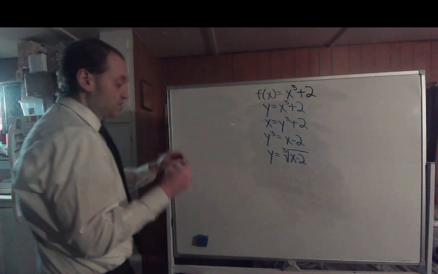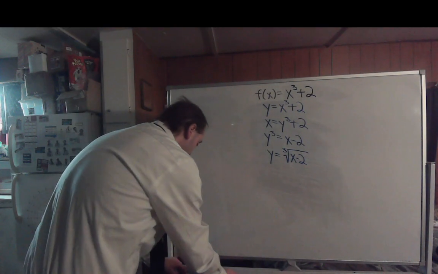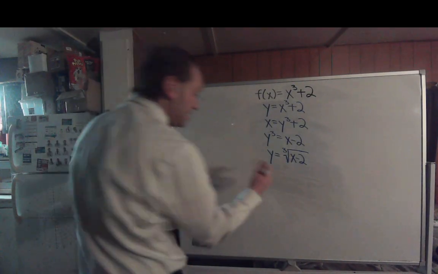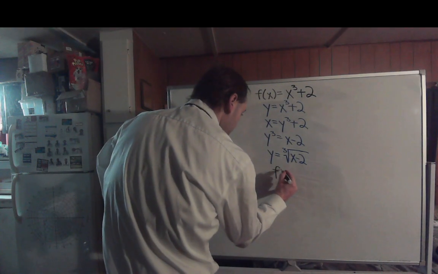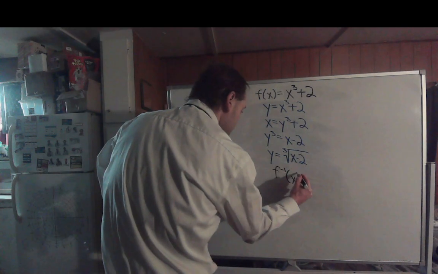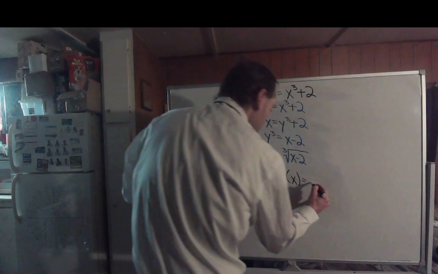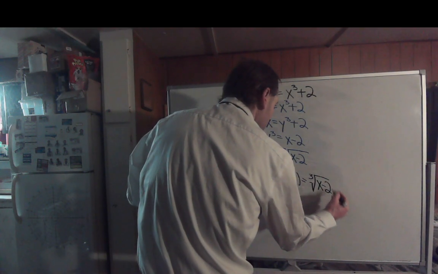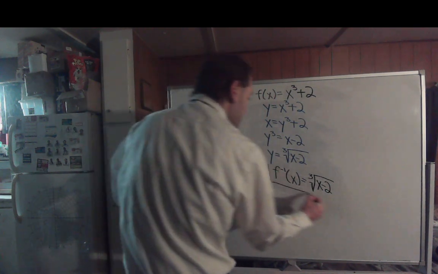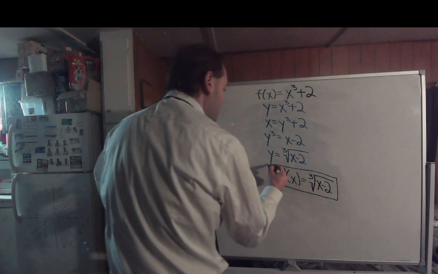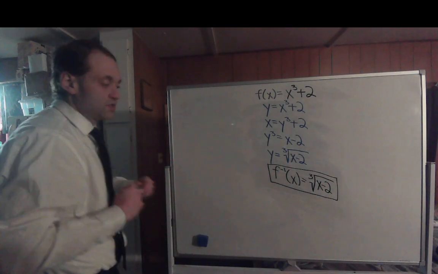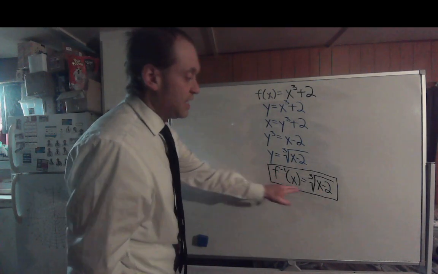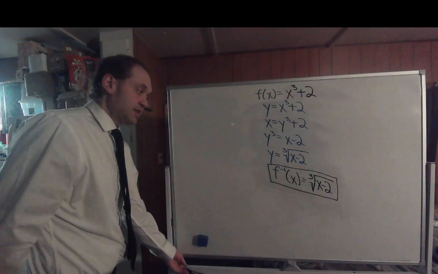All right, so if y equals the cube root of x minus 2, that means that f inverse of x would equal the cube root of x minus 2. And I think by now we have a good grasp on how to verify that we found the inverse. So f inverse of x would equal the cube root of x minus 2.